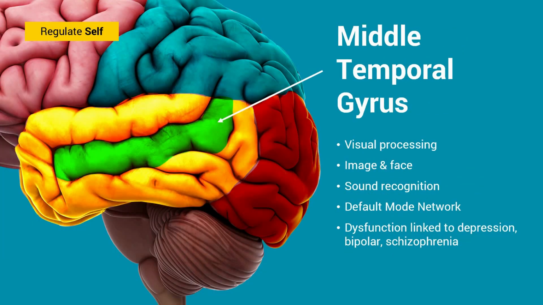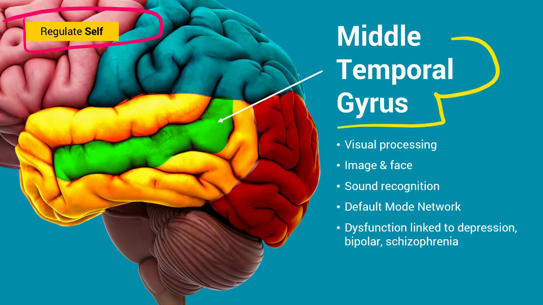Now, if we switch to looking specifically at when you're applying the reappraisal on yourself, that's where the researchers saw that the middle temporal gyrus actually activates quite a bit more strongly. That's the green part over here, sitting in the temporal lobe. This is involved in visual processing, recognizing images and faces, processing that type of information. Also involved in auditory processing, sound recognition.